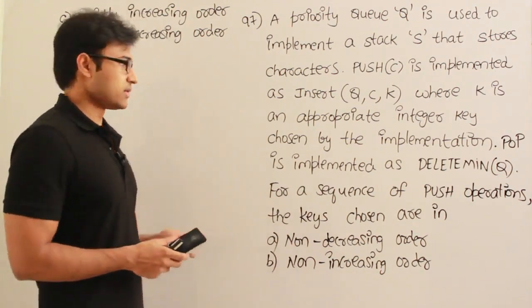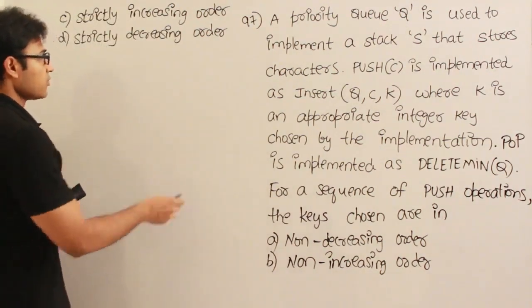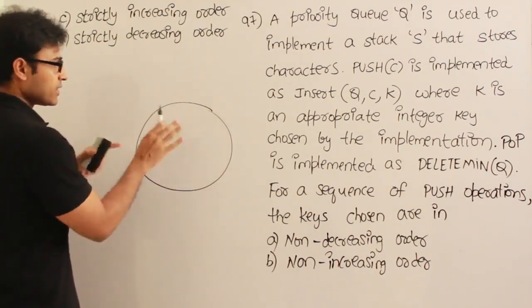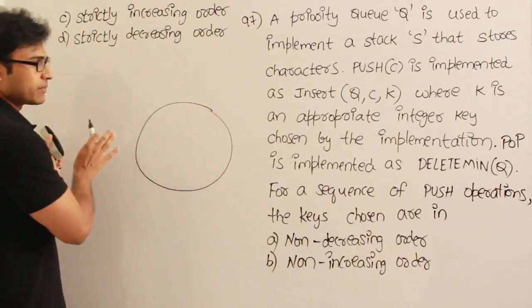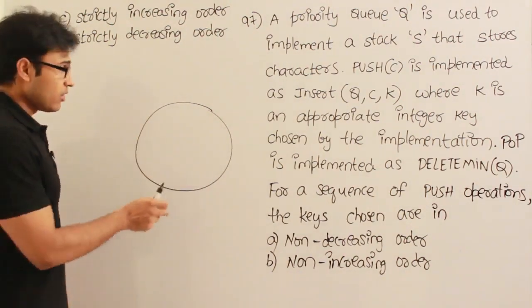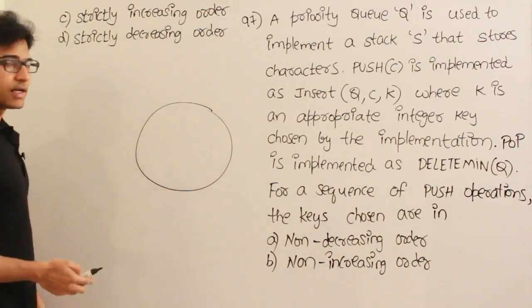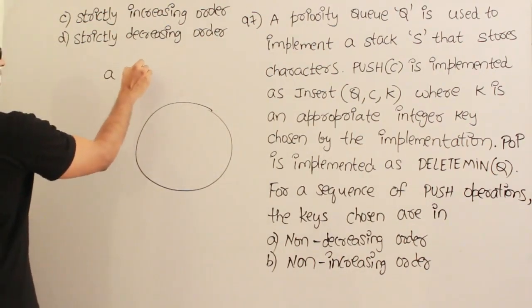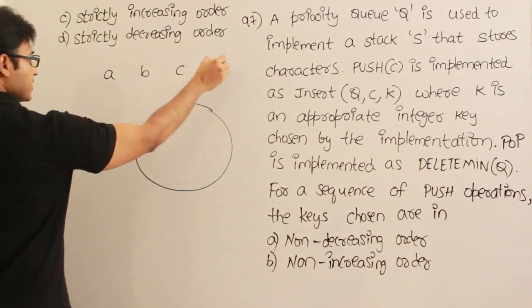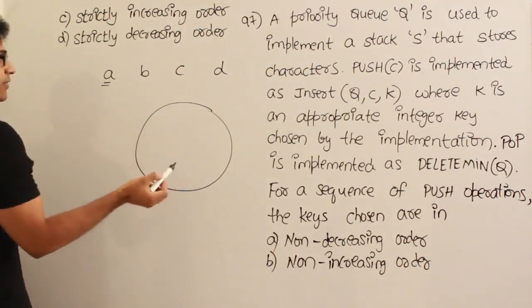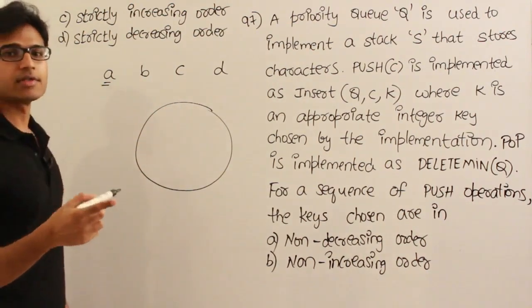I'll just show you this. Let us say this is the queue, and we don't know how it is implemented. We can insert some element into it and we can pull some element out of it. This should act as if it is a key. Let us say the insertion sequence is: I want to insert A, B, C, D. But whenever you try to insert, the implementation itself is going to give it some number.